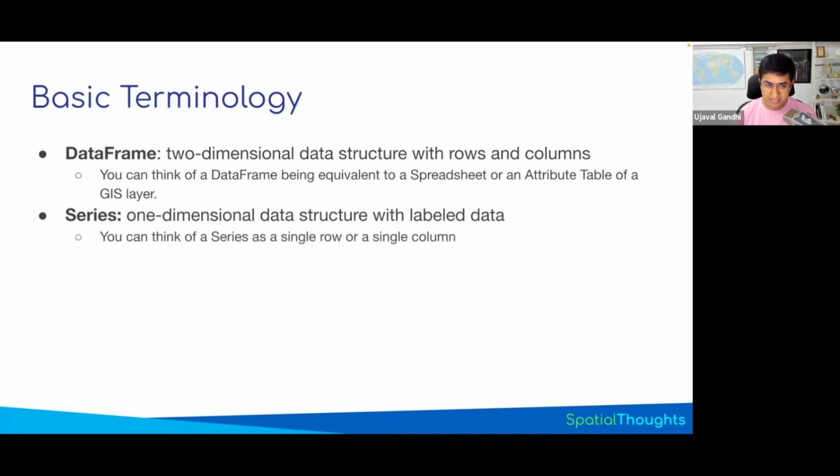So in Pandas, when you're trying to do something, it'll say, run this function. This function runs on a data frame. This function runs on a series. A series is either a single row or a single column. A data frame is the whole thing. The rows and columns, everything is a data frame.